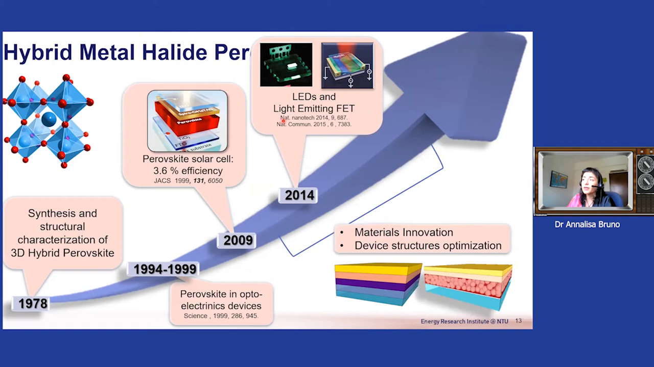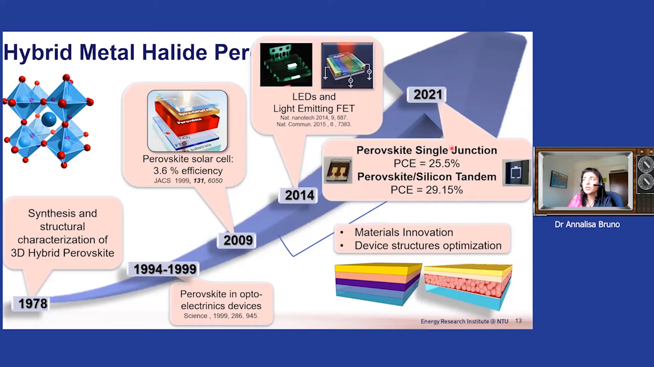And from then until now, there has been a huge research effort in the intrinsic material and the device structure optimization to reach efficiencies, as we have seen, exceeding 25% in terms of single junction and 29% for tandem. But at the same time, even if today I will not talk much about LEDs, the light-emitting devices have also faced a similar skyrocketing increase of their efficiency.